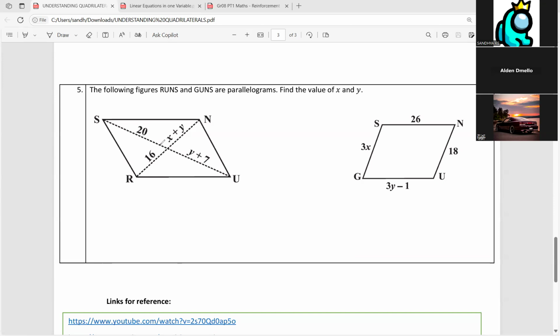Understood? Yes. So here we know opposite sides are parallel, opposite angles are equal, but what about diagonals? Ma'am, the diagonals bisect each other equally also. Suppose we can put O there, in the center. Here is O. So, ma'am, SO is 20, and OU will be y plus 7, which is equal to 20, right?